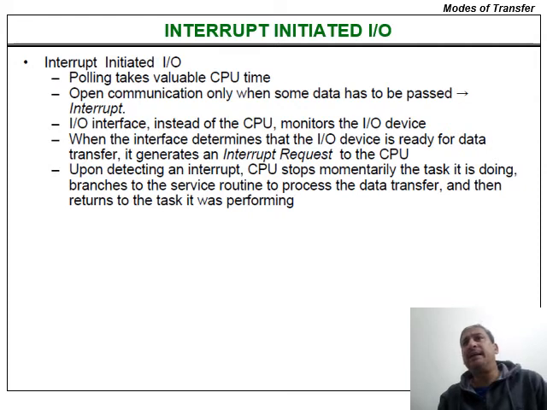Next, let's come to interrupt driven IO, or interrupt initiated IO. Now, as we said, there were two loops. One was the inner loop, which was checking the readiness of the device, and one was the outer loop, which was the number of times that the entire process was being repeated, which depended on how many data items were to be transferred. Now, this particular method of transfer, interrupt initiated IO, puts the responsibility of status checking of the device on the device itself.